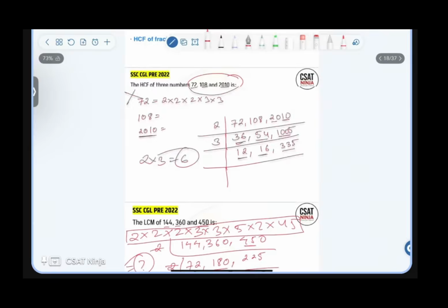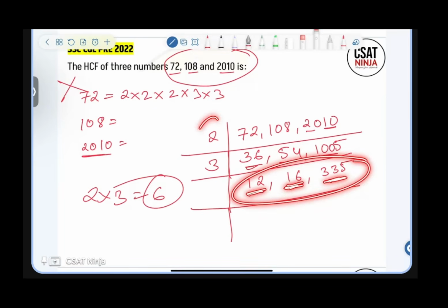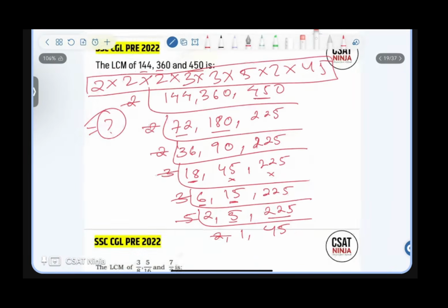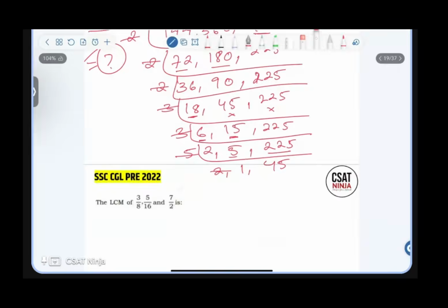So in HCF, if the number is very huge, what we do is we stop when a number cannot divide all three of them, and we multiply these terms. In LCM, we go until a number cannot divide at least two of them. So if a number cannot divide these two, or these three of them, I can stop there. I just need to multiply these terms, and that is the LCM.